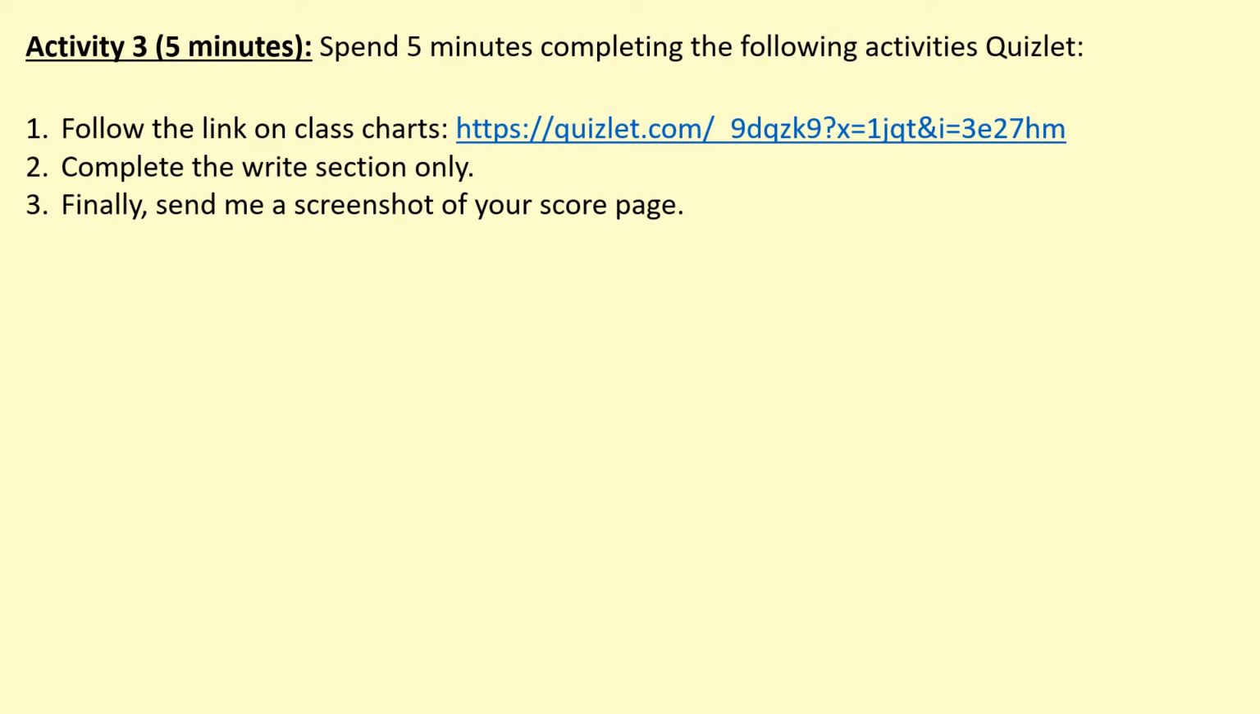So you're going to go onto class charts, you're going to open up your 3 different Quizlet links, and you're going to complete each of them in 5 minutes. So that's 15 minutes in total, because it's 5 times 3 Quizlets, so that's 15 minutes that you're going to spend, and you're going to complete only the right section. And once you've done that, you're going to upload a screenshot of your score onto class charts. So pause the video, spend 15 minutes doing this, and then come back to the lesson once you're done.